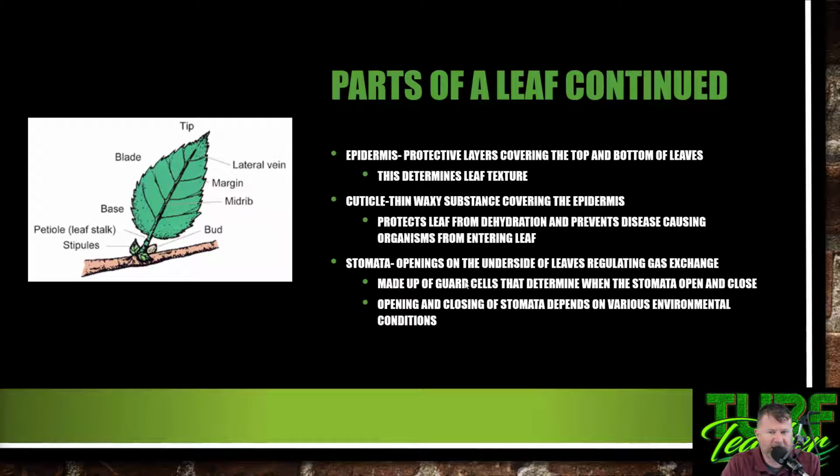Cuticle is the thin, waxy substance covering the epidermis. This protects the leaf from dehydration and prevents disease-causing organisms from entering the leaf. The stomata are openings on the underside or bottom of the leaf that regulate gas exchange. The plants are breathing. They're allowing for gas exchange. But these stomata are made up of guard cells that determine when the stomata open and close. And these guard cells, very smart. They know when they can open and when they can't. The opening and closing of the stomata depends on various environmental conditions. The plants are smart. They're knowing when they can do this and when they can't.